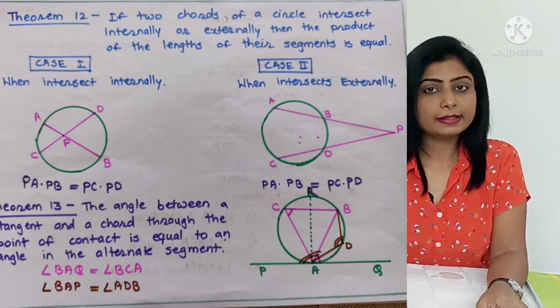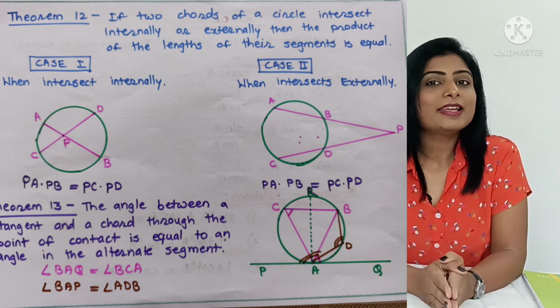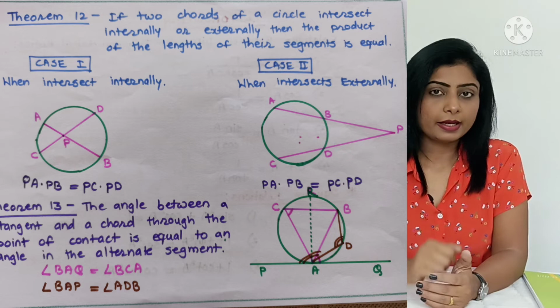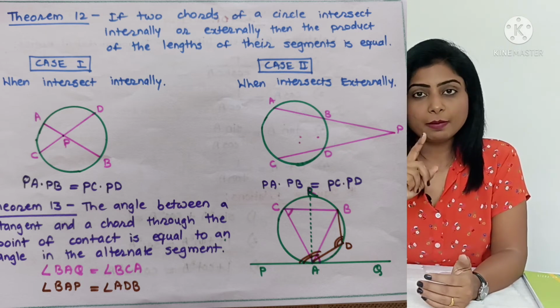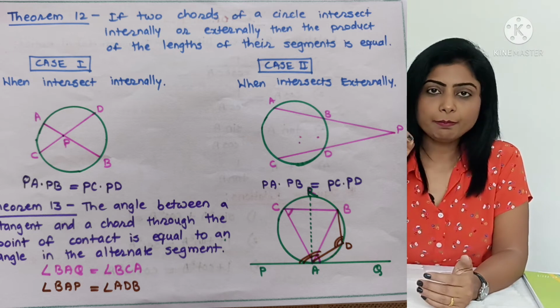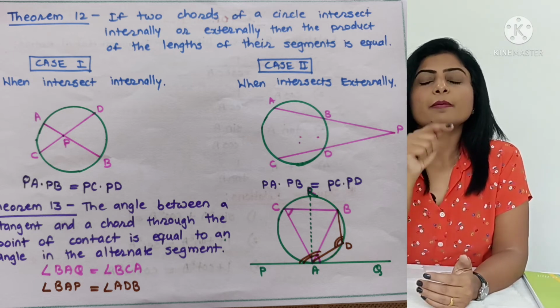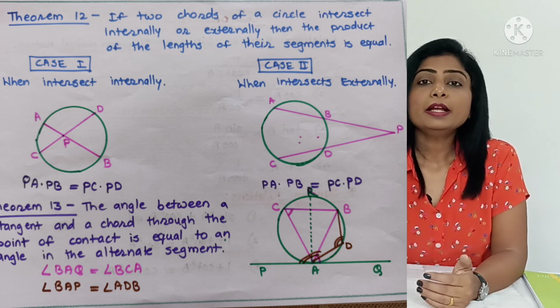Now the next theorem is, if two chords of a circle intersect internally or externally, then the products of their segment lengths are equal. Case 1, here AB and CD are the two chords which are intersecting internally at point P. So AB is divided into AP and PB, CD will be divided into CP and PD. According to this theorem, AP multiplied by PB is equal to CP multiplied by PD.